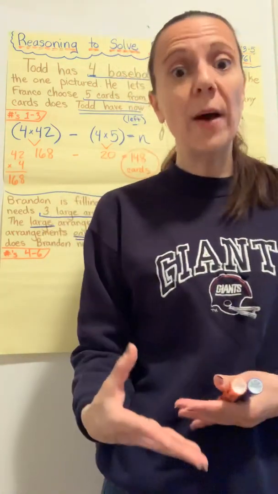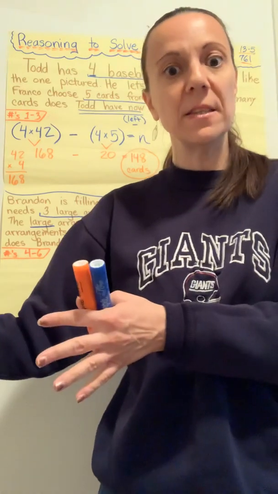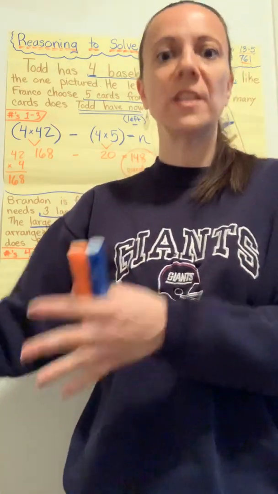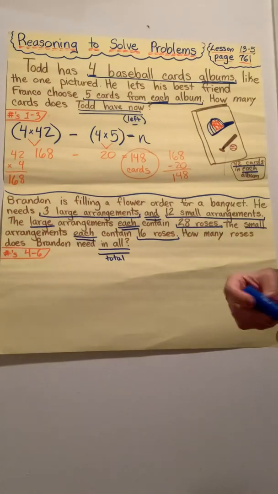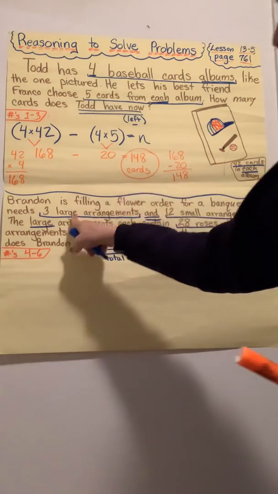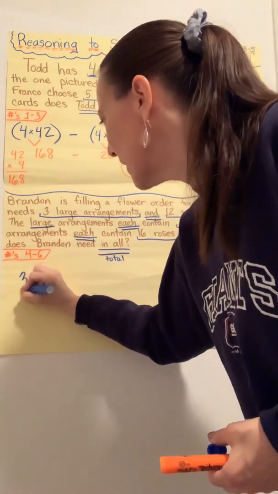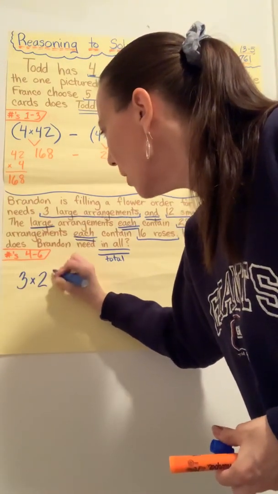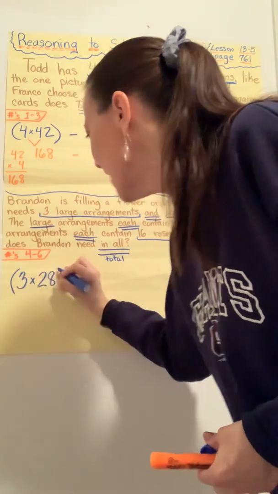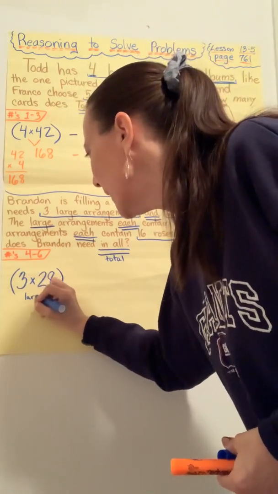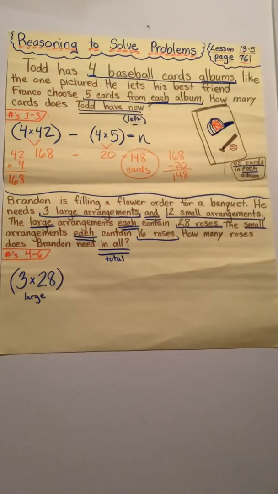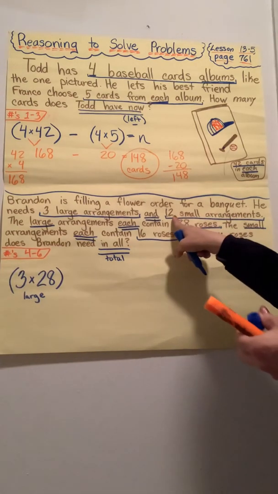I can figure out how many flowers he needs in the large arrangements by putting those 2 pieces of information together. So here's 3 large arrangements, and each of them are 28 roses. So that's 3 groups of 28 roses. That tells me how many roses I have in the large arrangements. Then I can put together my information about the small arrangements.